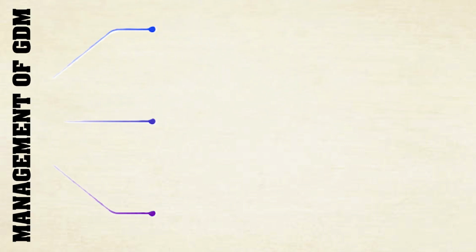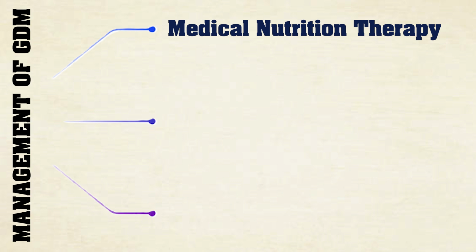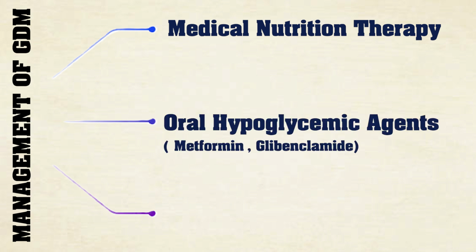Management of gestational diabetes. Managing GDM is crucial for ensuring a healthy pregnancy. The primary treatment approach is medical nutrition therapy, MNT, which involves a carefully planned diet to maintain appropriate gestational weight gain and regulate blood glucose levels. If dietary control is insufficient, oral hypoglycemic agents like metformin may be prescribed, though insulin therapy is often the first-line treatment when blood glucose cannot be controlled through diet and oral agents.